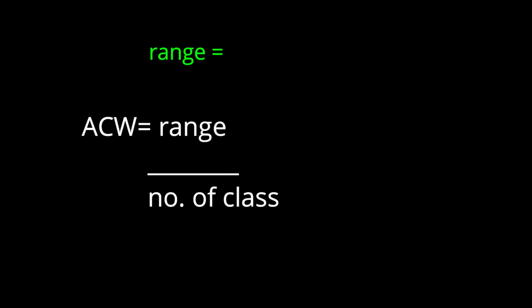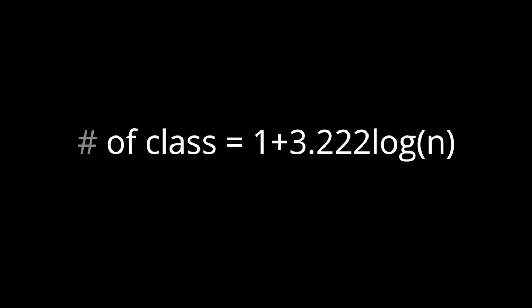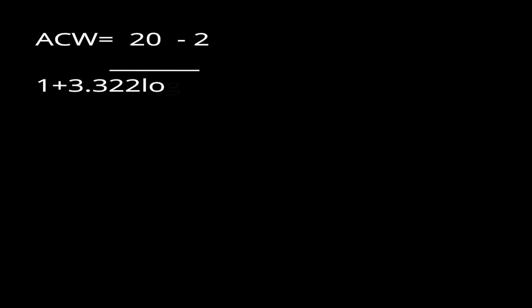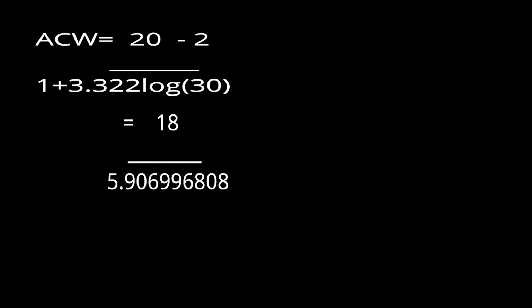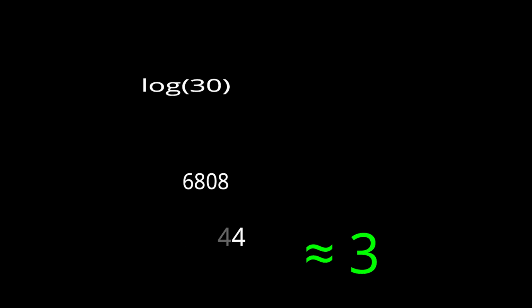In order to get the range, you need to subtract the lowest data from the highest data. And to get the number of class, we will follow the formula 1 plus 3.322 log n, which stands for the total number of data. So here's the solution. Approximated class width is equal to 20 minus 2 divided by 1 plus 3.322 log times 30, which resulted to 18 divided by 5.906996808, which resulted to 3.047233744, or 3, which will serve as our basis in getting the class interval.